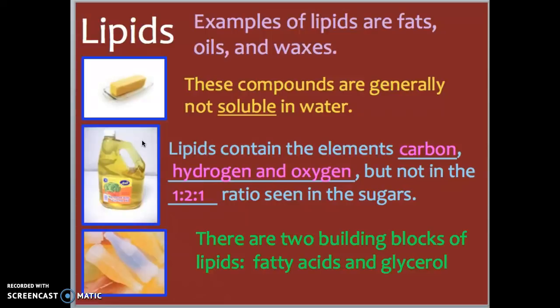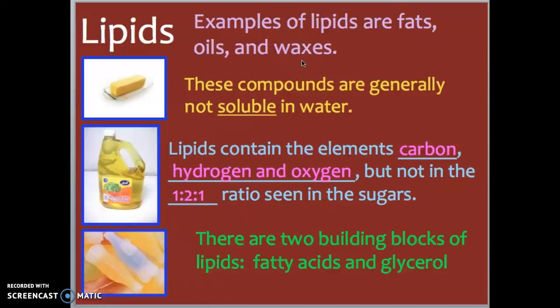These compounds are not soluble in water, so they're hydrophobic and they repel water. And that's one of the reasons why you find a waxy coating on the apple: it forms a protective coating that doesn't allow water to exit the cells in the apple, to prevent dehydration. And in a lot of your house plants, some of them have waxy coatings on the leaves for that same reason.